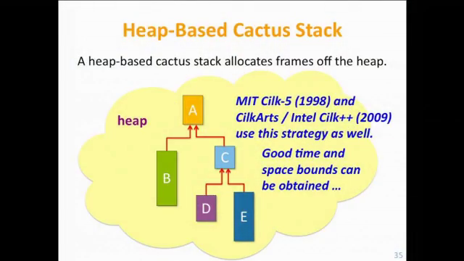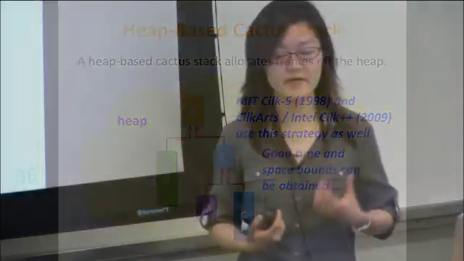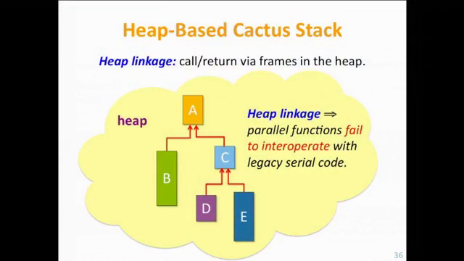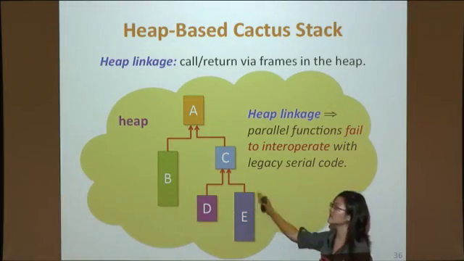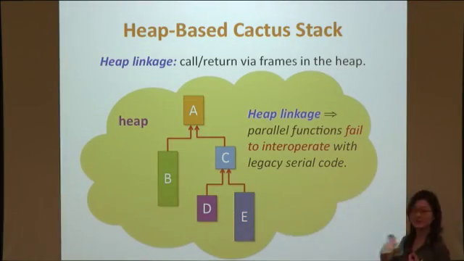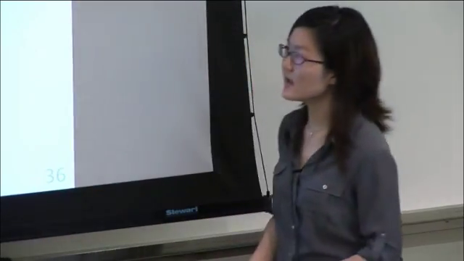And with this strategy, good time bounds and space bounds can be obtained, but it fails to interoperate with legacy serial code, because now you have to follow this heap linkage where the call return is performed via the frame allocated in the heap. And when you have a piece of legacy serial code, it does not understand the heap-based cactus stack. It still allocates things on the stack. And therefore, you fail to interoperate.